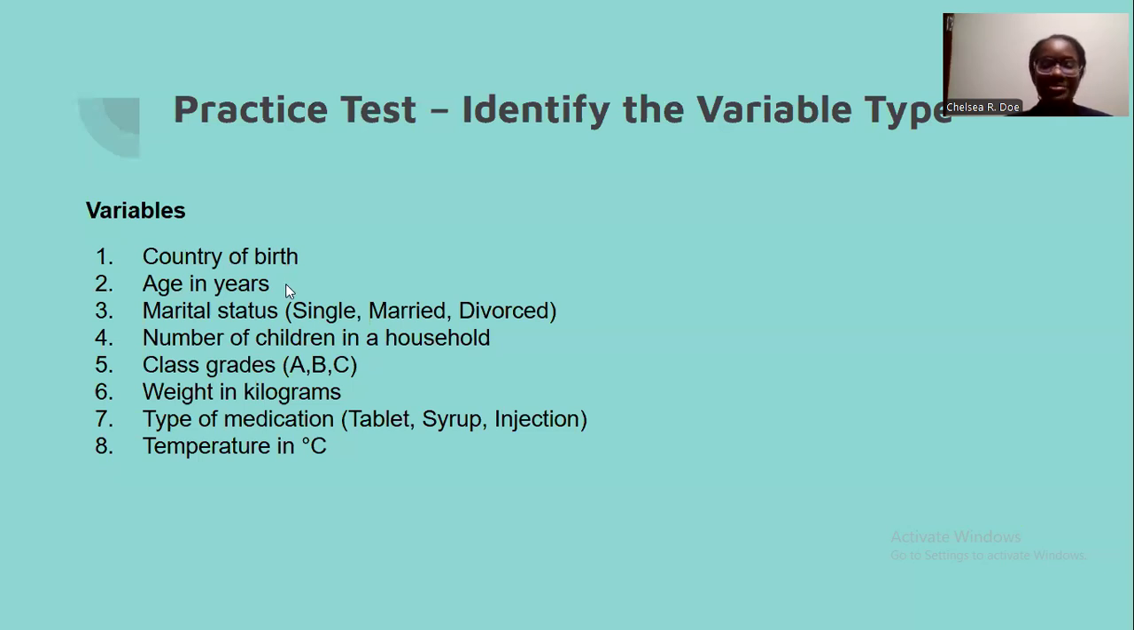Age in years. Yes, that's right, it is continuous. Marital status: single, married, divorced. Nominal or ordinal? Write that in the comments. Number of children in a household. Class grades, grouped by those who scored A, those who scored B, and those who scored C. Weight in kilograms. Type of medication: tablet, syrup, injection. Temperature in Celsius, continuous or categorical? Let me know your answer. Write that down.